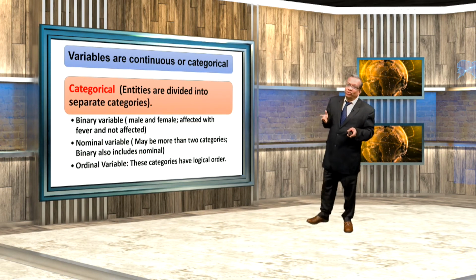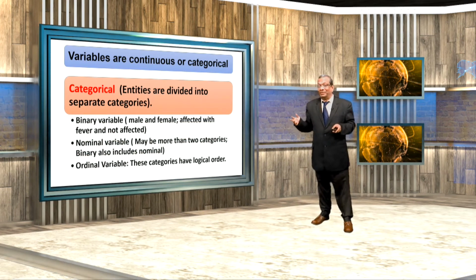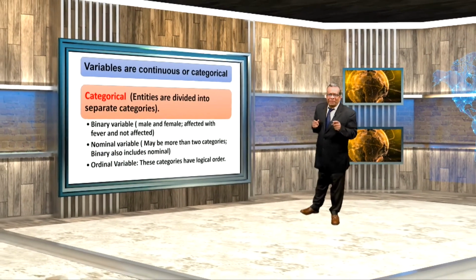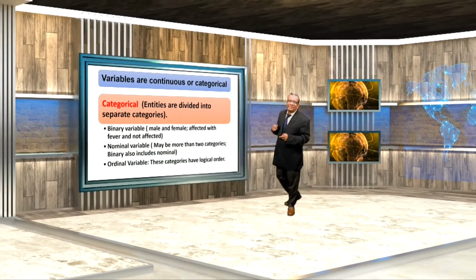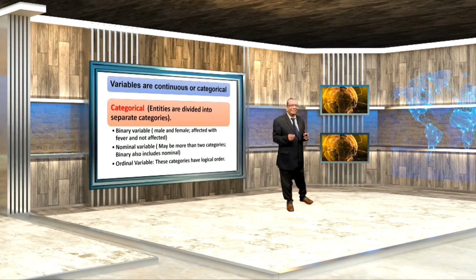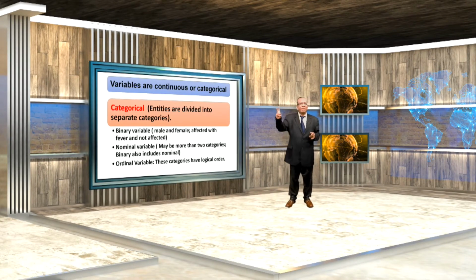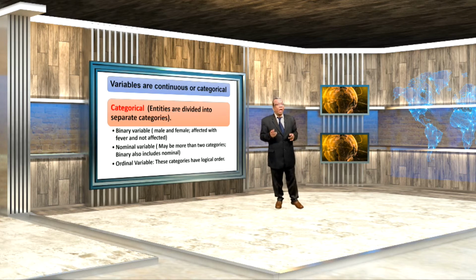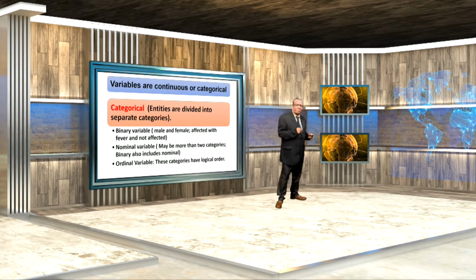Variables are continuous or categorical. Let us come to the measurement of them. The first one is categorical variables. Entities are divided into separate categories. Therefore, first is a binary variable: male and female, affected by fever or not. The next one is nominal variable, with more than two categories. Binary also includes nominal. They are just names.